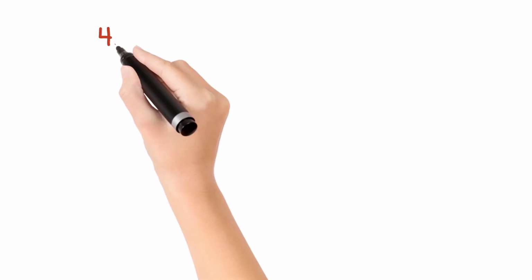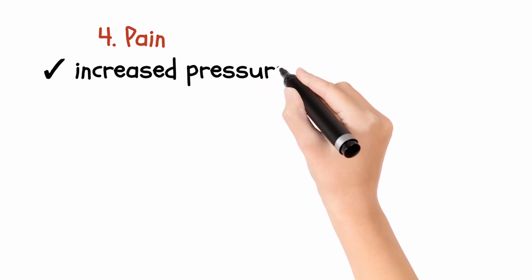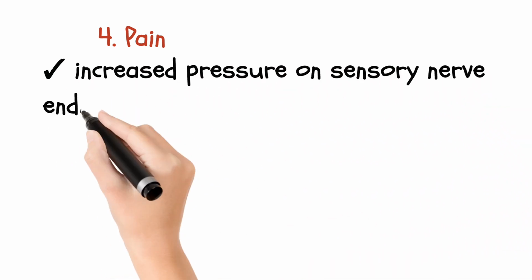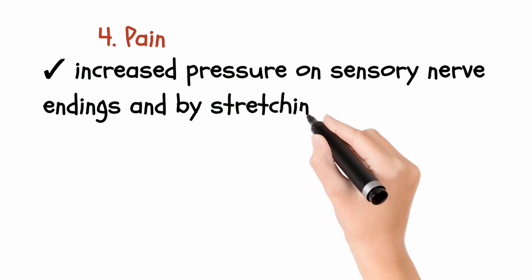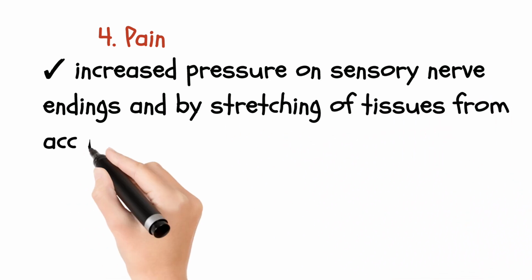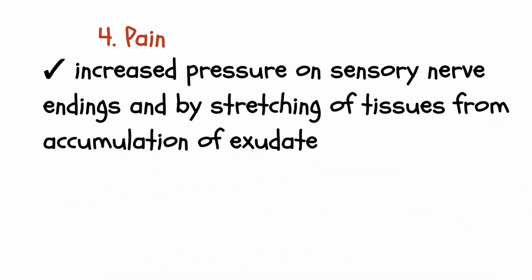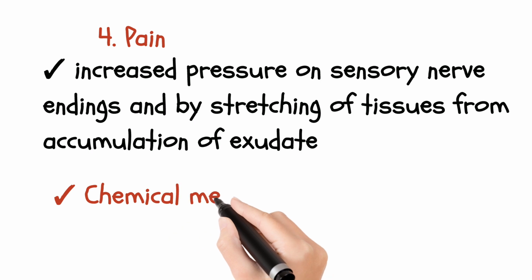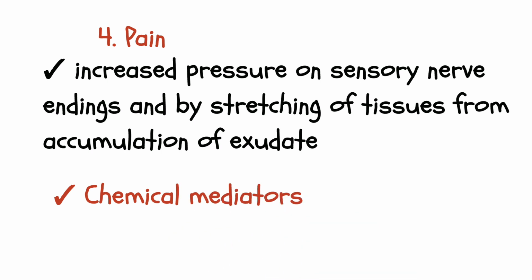Alright, so the fourth sign, pain, in Latin, dolor. The inflamed area is painful, and pain occurs partly from increased pressure on sensory nerve endings and by stretching of tissues from accumulation of exudate. Also, chemical mediators are released following injury, and these chemical mediators produce pain.